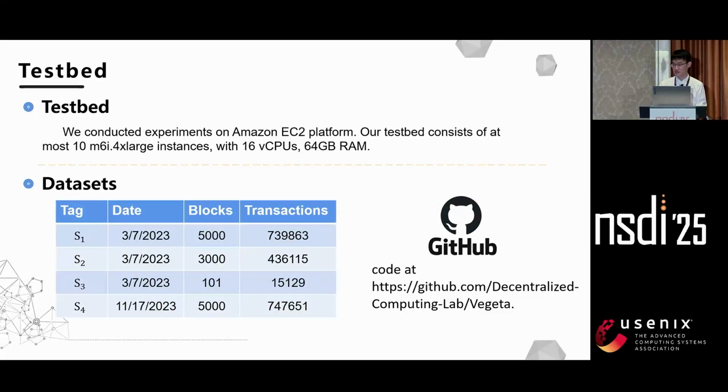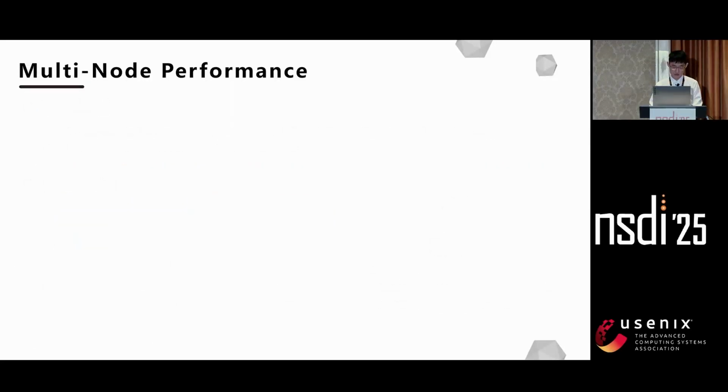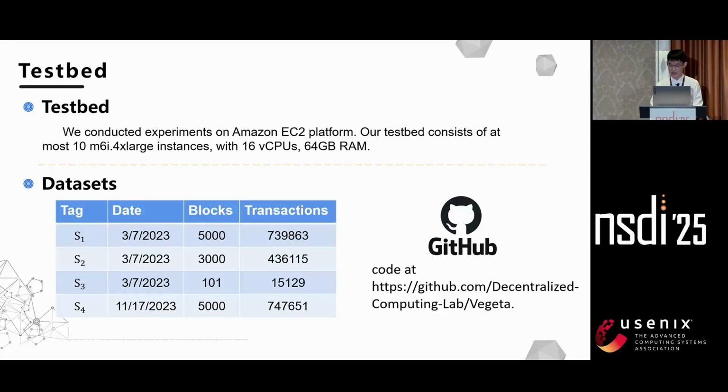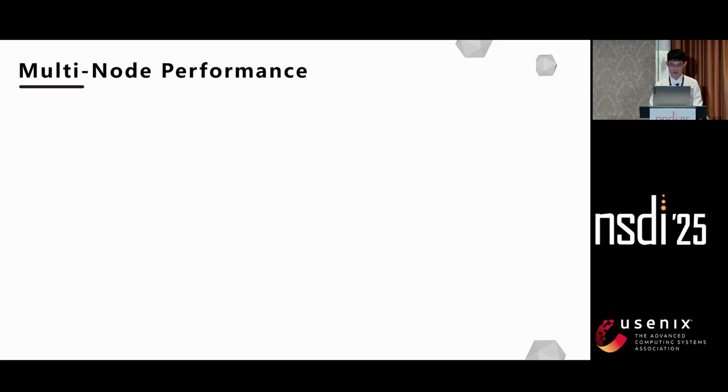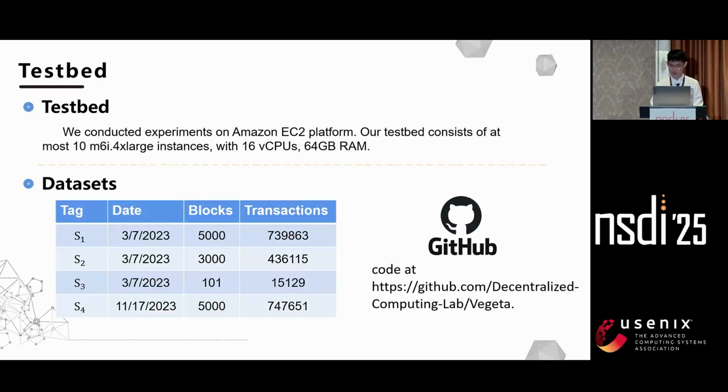When evaluating the performance of our design, we constructed a testbed on the Amazon EC2 platform. In the multi-node experiments, we set up at most 10 identical instances. We also chose real Ethereum data as our dataset. We constructed our datasets with different rates, dates, and lengths of blocks.